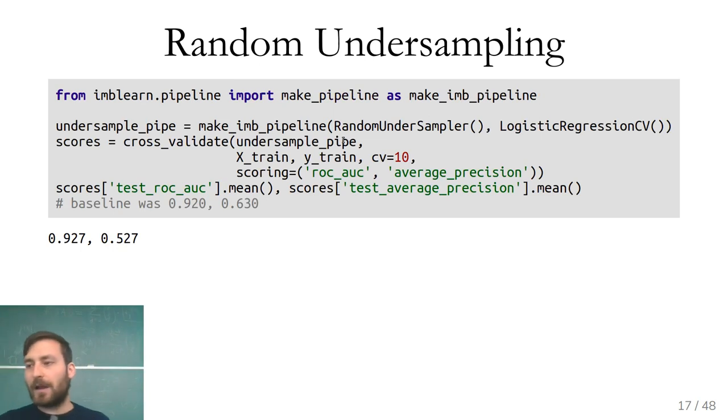So now I'm evaluating this. I've built a pipeline. Imbalanced-learn also has its own pipeline that supports these samplers. They call it make_pipeline, but to distinguish it, I imported it as make_imb_pipeline. I do make_imb_pipeline of the random undersampler and logistic regression, and then I call cross_validate with the same metrics. Here is the mean ROC AUC and the mean average precision. There are several interesting things going on here. The first is the AUC went up, whereas the average precision went down, and the average precision went down quite a bit.